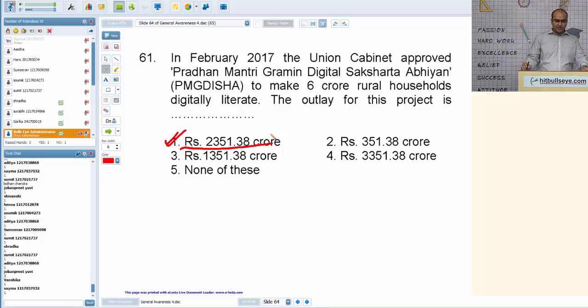Again, 2 more questions which can be formed from this statement is which program, what is the objective of PM Disha, right? To make 6 crore rural household digitally literate, and also in which field will this particular program affect the people? Of course, it aims to increase digital literacy.